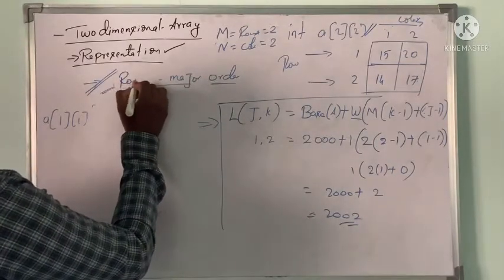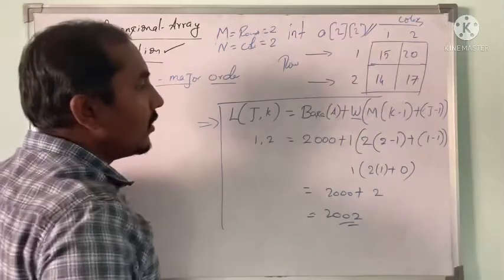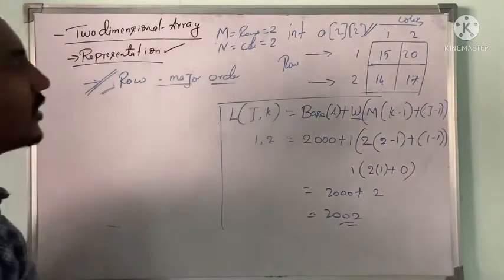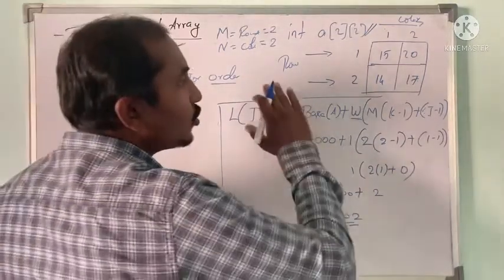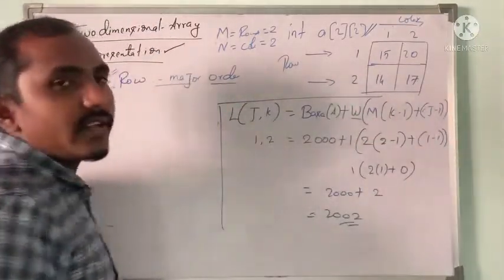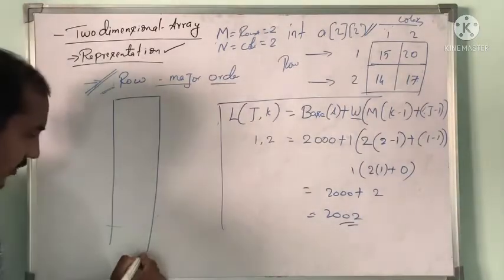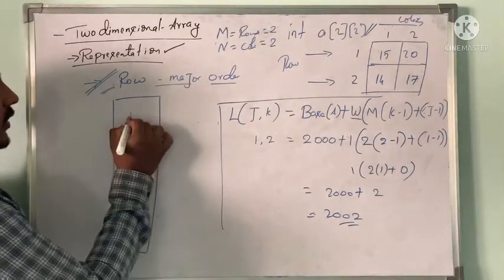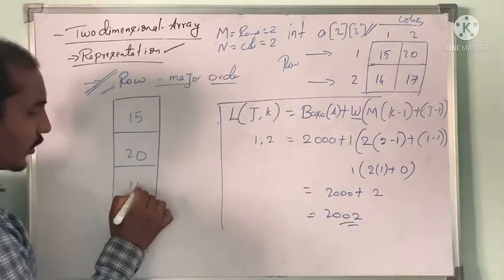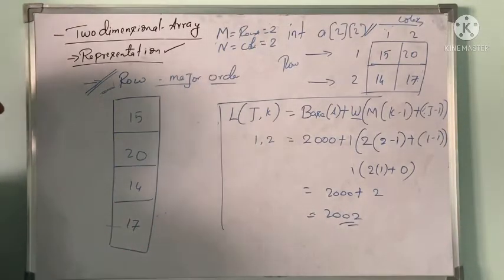We are going to have row major order. In row major order, I will take the same example, and the representation will change. How will the representation change? Because in row major order, we store the data row wise, first row and then it will be followed by the second row. So when the elements are stored in memory, we store row wise. That is, first I am going to get 15, next it will be 20, next 14, and after that 17. Row wise, first row and then followed by the second row.